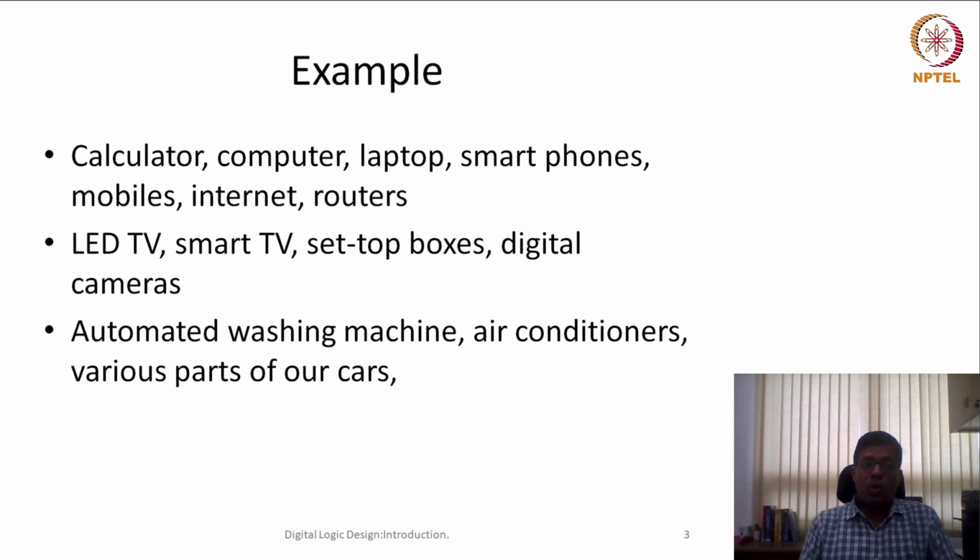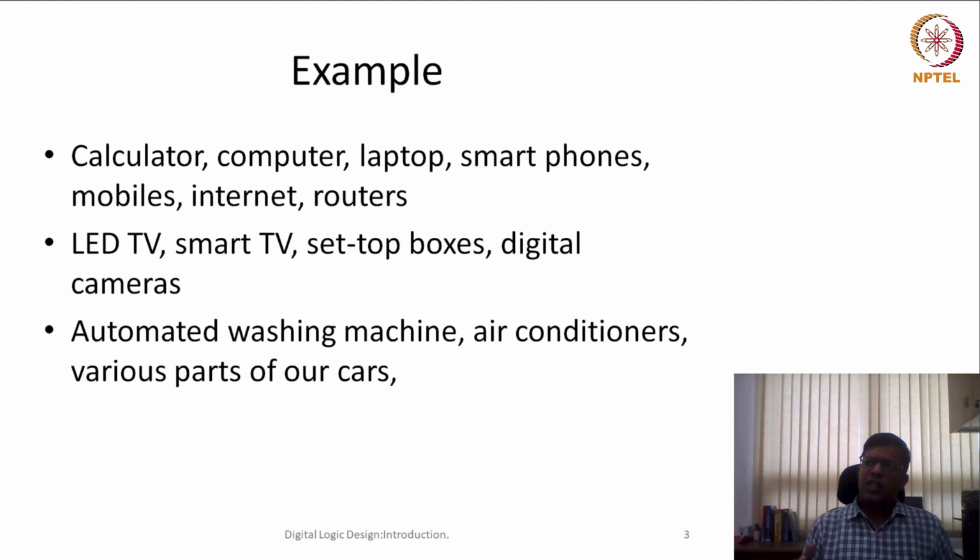Set-top boxes are also digital in nature, which help our TV to browse through various channels and give us information guides or selection of various channels. Similarly, digital cameras. All of these things are essentially part of our consumer electronics goods, helping us in making our life smarter. They are all digital in nature.